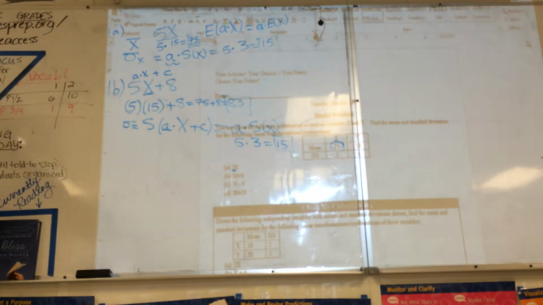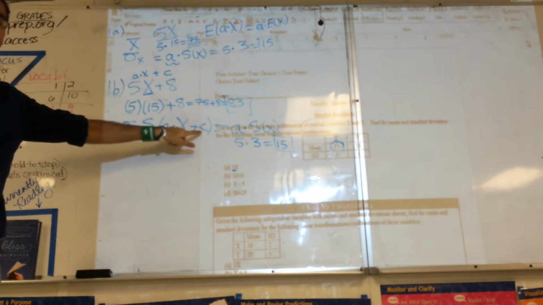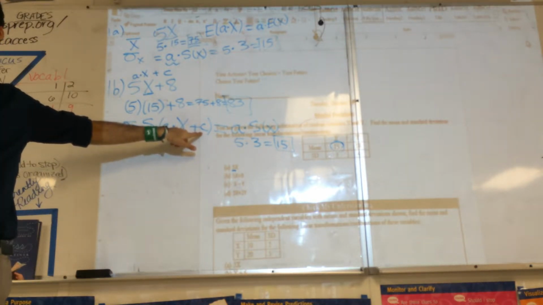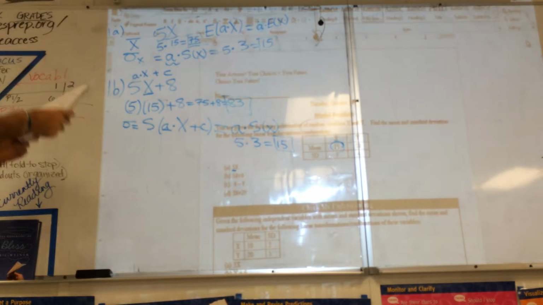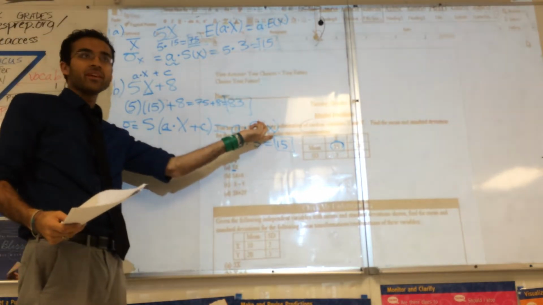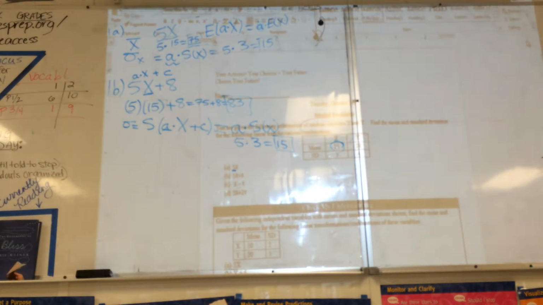You have s parentheses every time, x plus c, right? Why don't you plug anything in over there? No, because if you notice on your formula sheet, that simplifies to a times s of x. You see that right here? Row 2, column 2. So it just simplifies to this. So let me just plug in here where it's easier. Does that make sense?